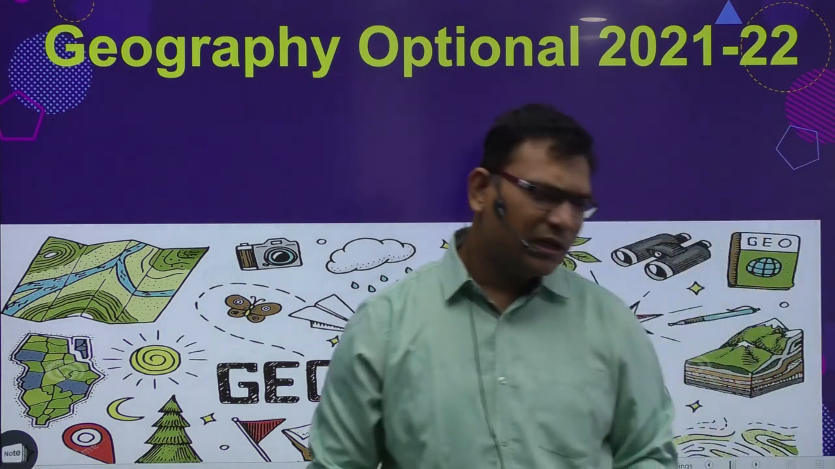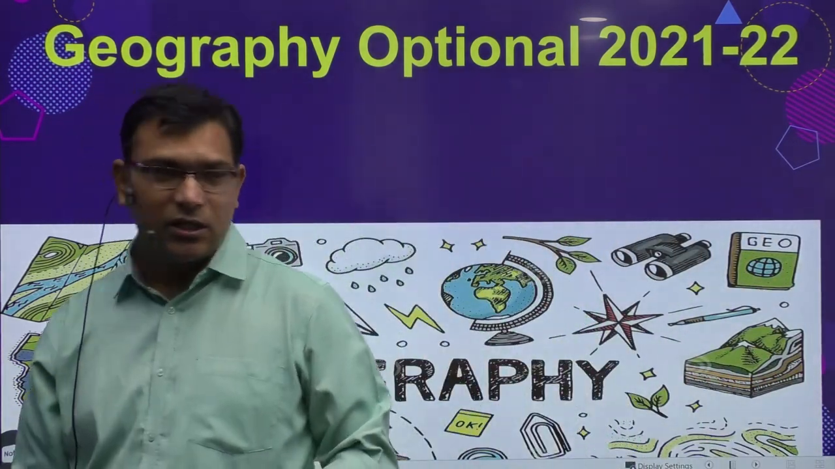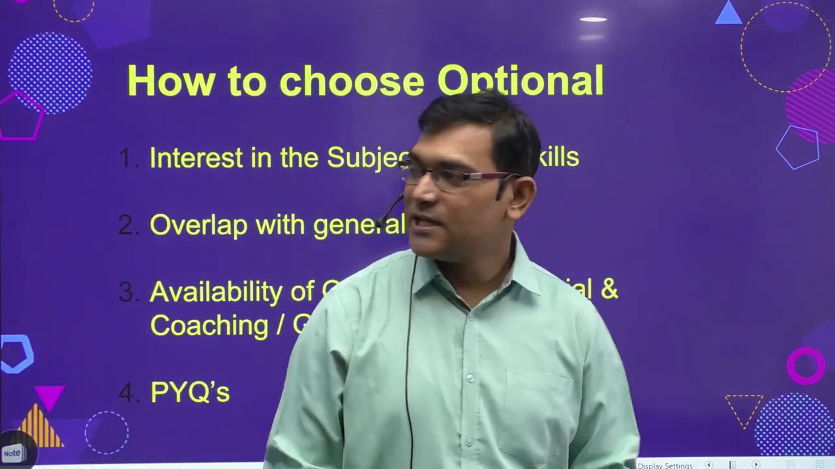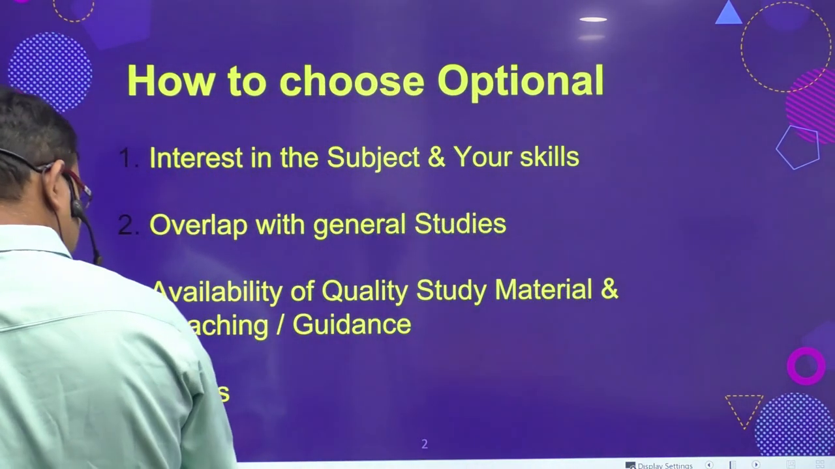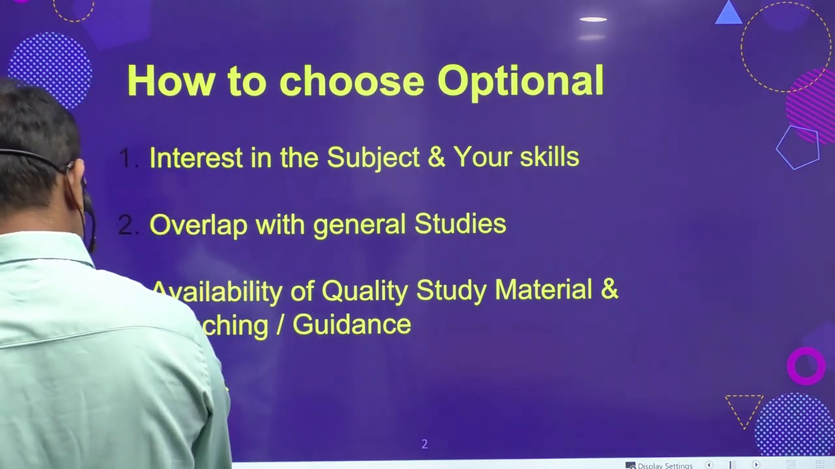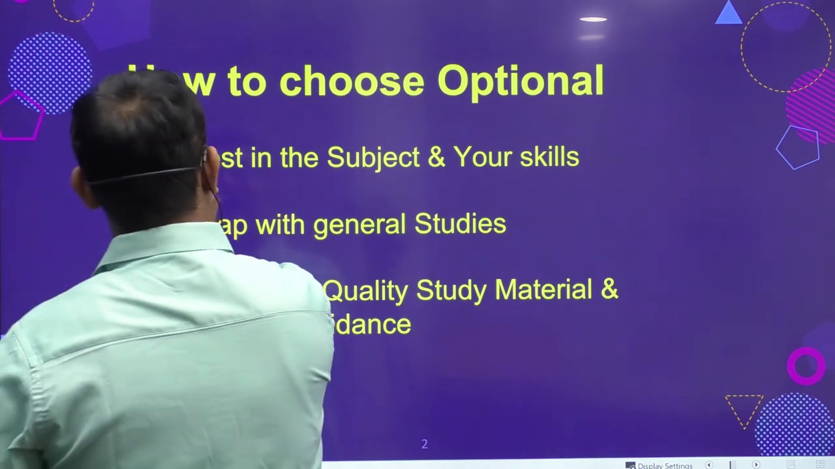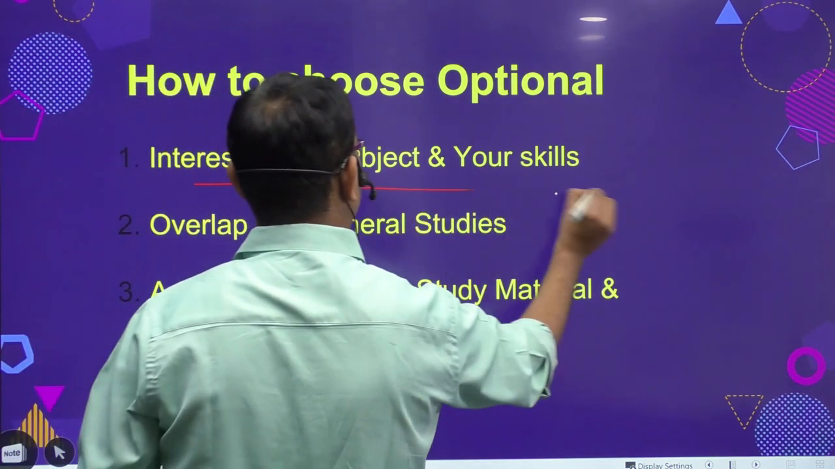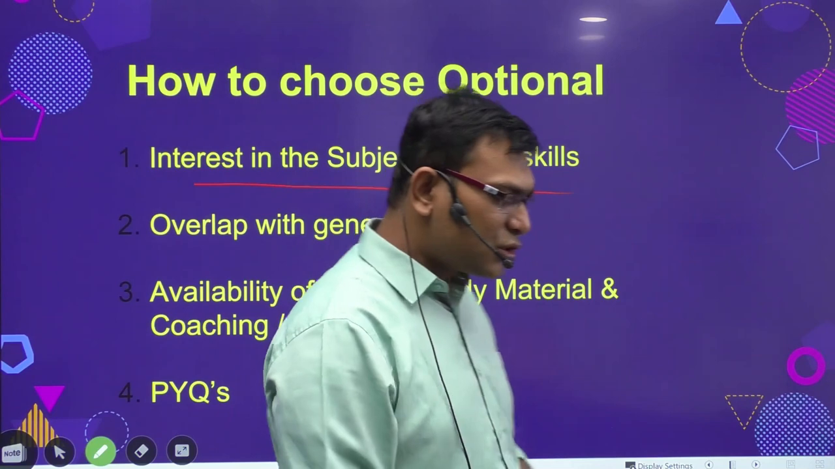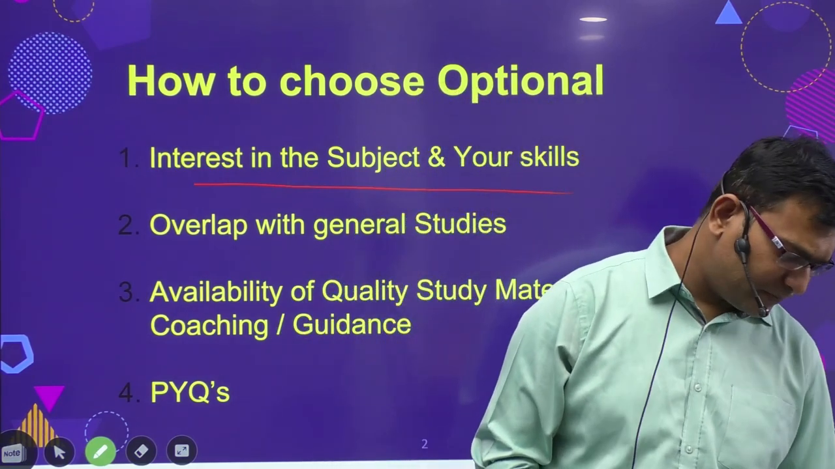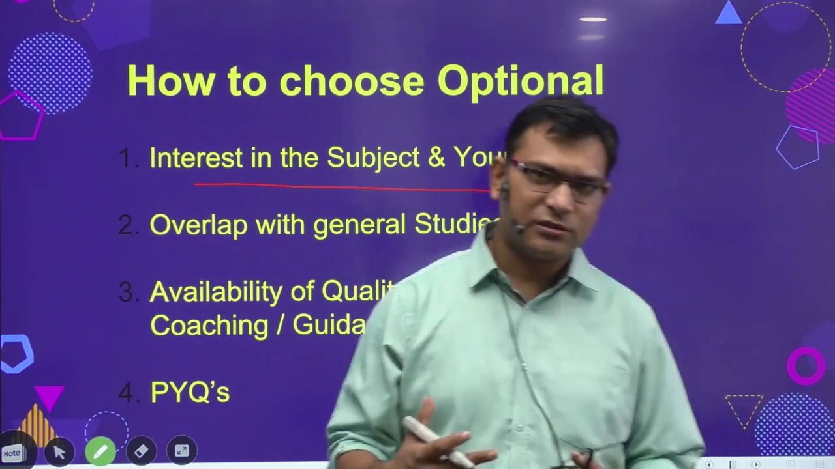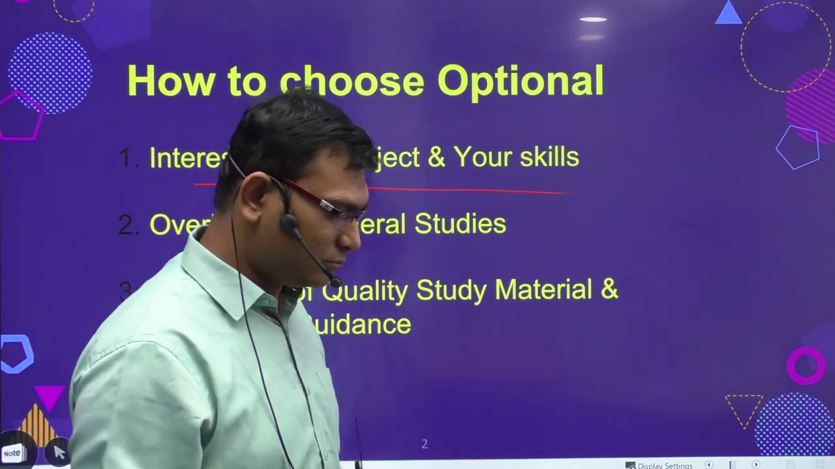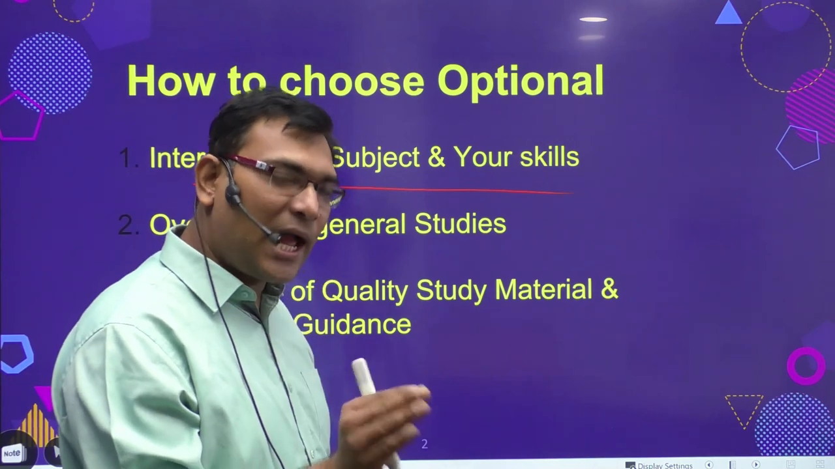So first, let us see how to choose an optional. The first thing is your interest in the subject, and your skills. Am I right? So what is interest? Generally, geography can be taken by anybody from any background. That depends upon your background as well as your skills.